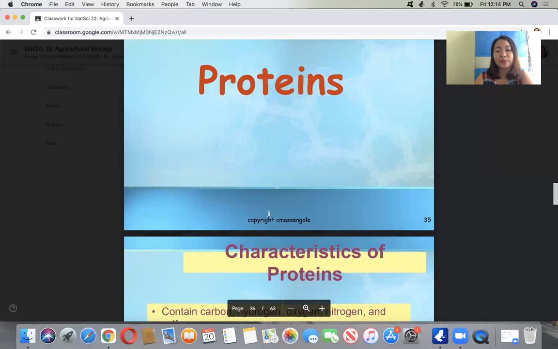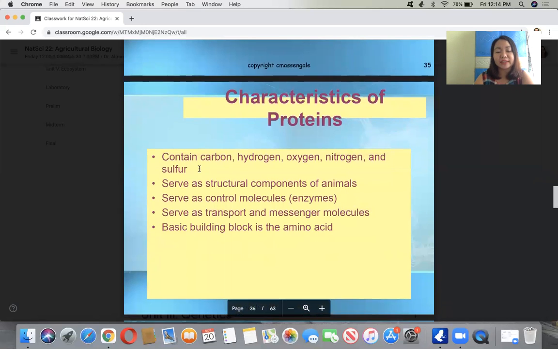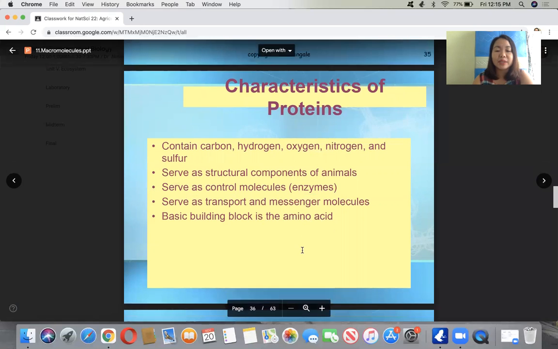So next are proteins and their characteristics. Again, they contain carbon, hydrogen, oxygen, nitrogen, and sulfur, and serve as structural components of animals. They serve as control molecules for enzymes and as transport and messenger molecules. Also, the building block of proteins is the amino acid.